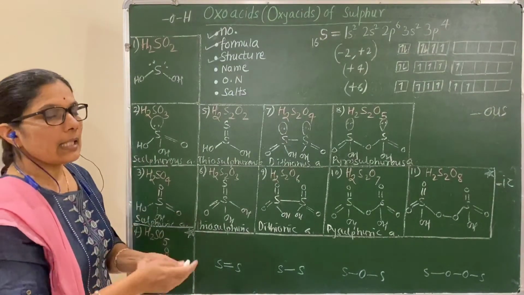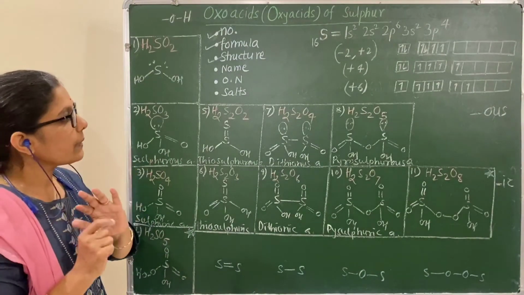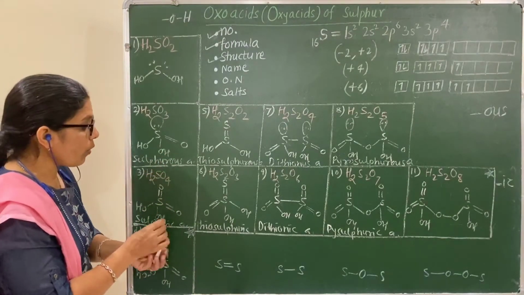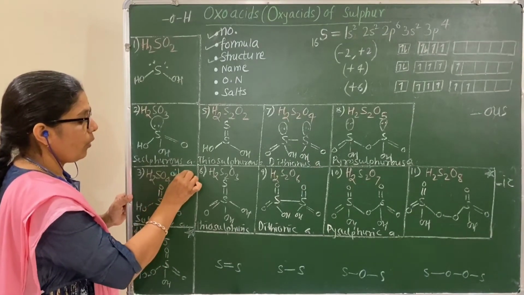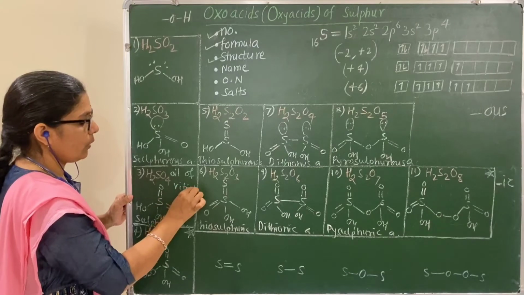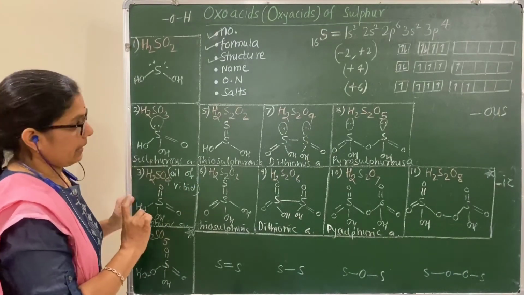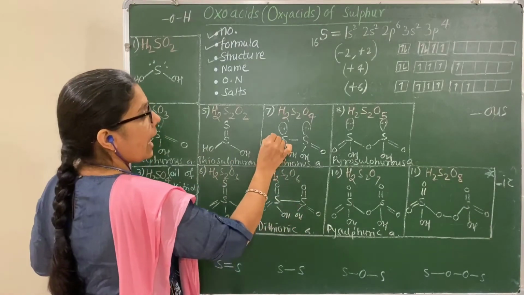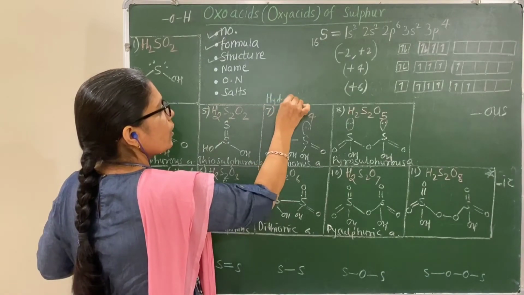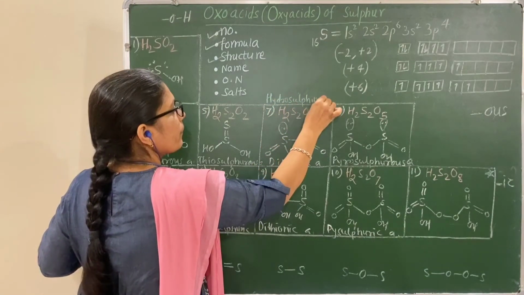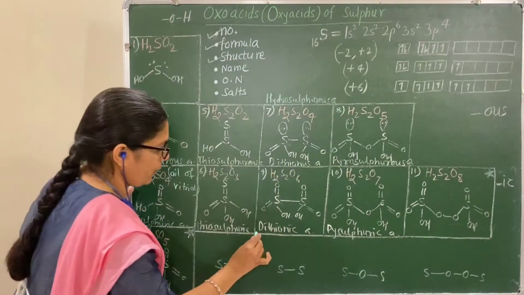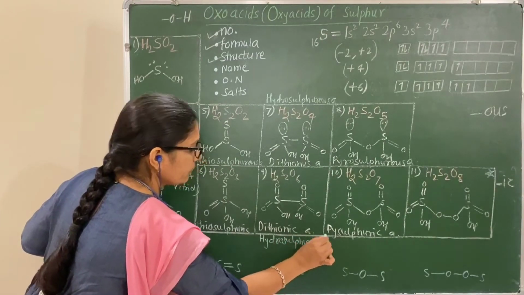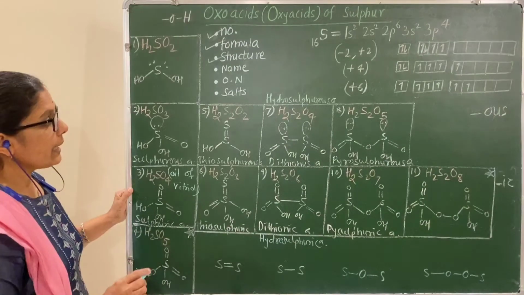Now, see the other names of the compounds. This is sulfuric acid. It is also called oil of vitriol. Next, see here, no other names are there. But for this, it is hydrosulfurous. Then this is hydrosulfuric acid.